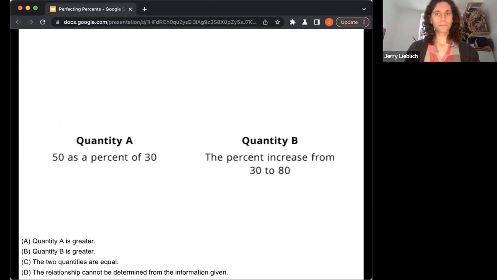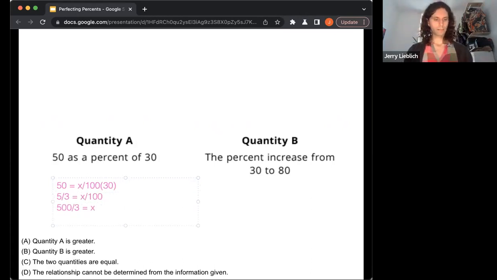So 50 as a percent of 30, right? So like percent of 30. Let me solve for x here. I'll get 166.67. Percent increase from 30 to 80.